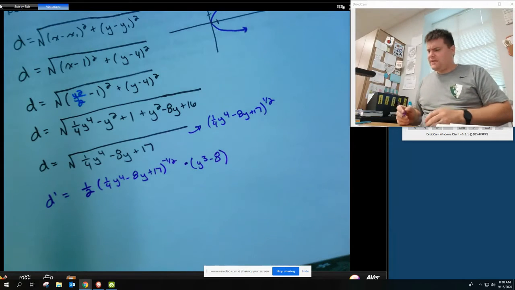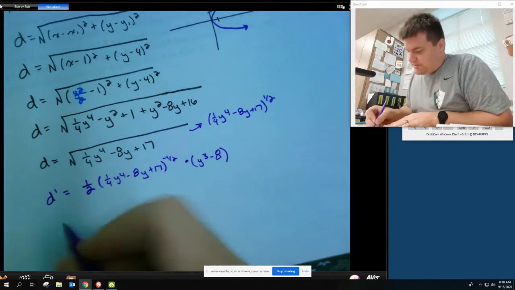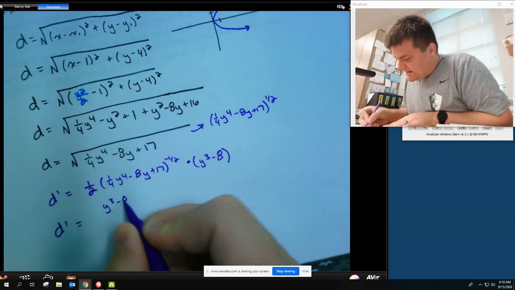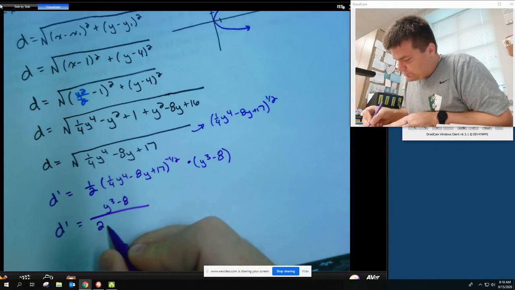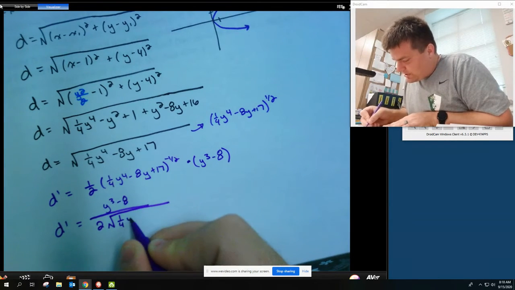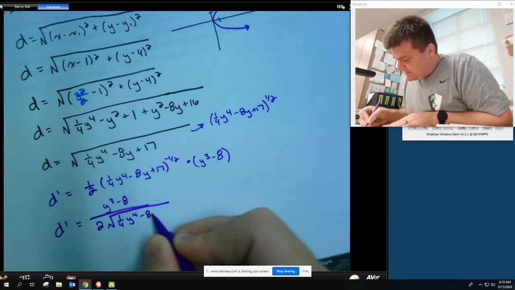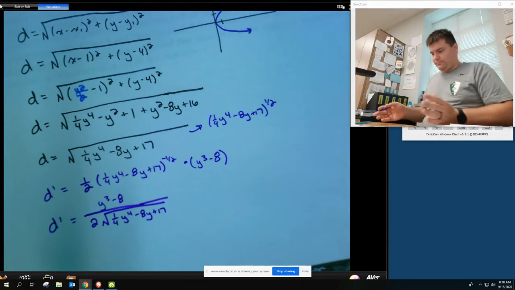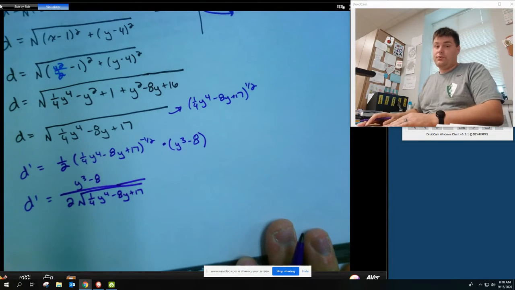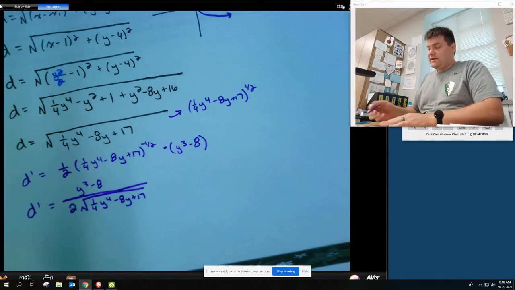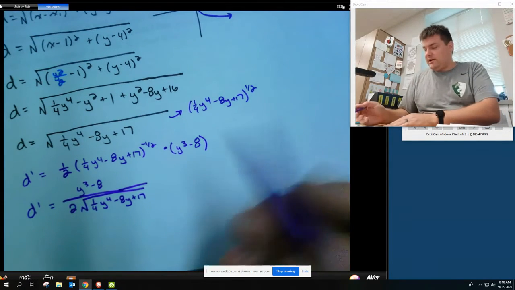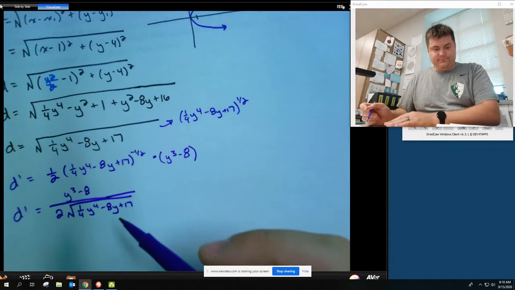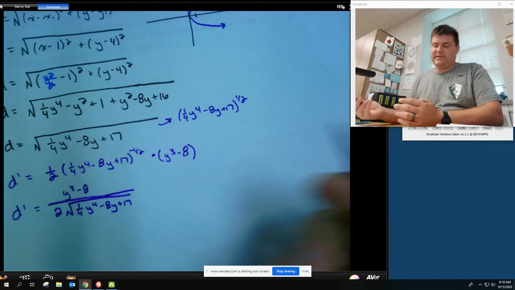All right, that wasn't that bad. I thought it was going to be worse. So just to make this look a little bit cleaner, I'm going to get y to the 3rd minus 8 all over 2 square root of 1/4 y to the 4 minus 8y plus 17. Okay. So now, not done quite yet, I need to go ahead and find my critical points and then find my endpoints. So I'm going to talk about the endpoints.